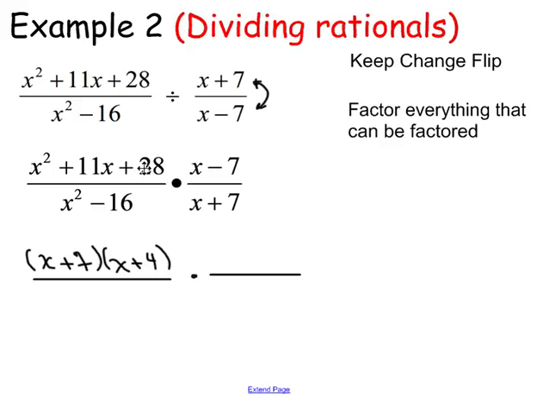7 times 4 is 28. 7 plus 4 is 11. Now I have to factor the bottom here. That's also 2 sets of parentheses. And that's a difference of perfect squares. So that's x, x, and I can do plus 4 minus 4.